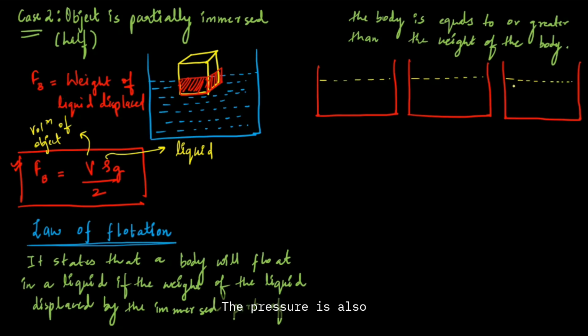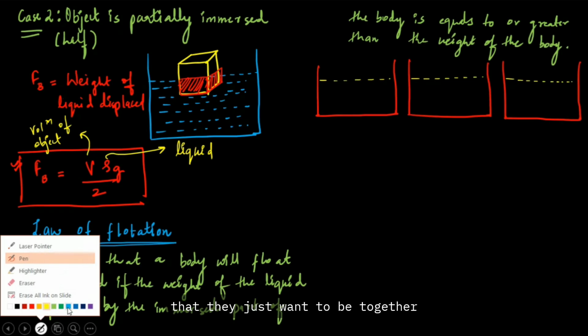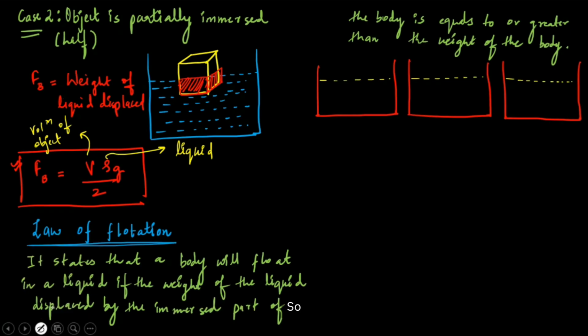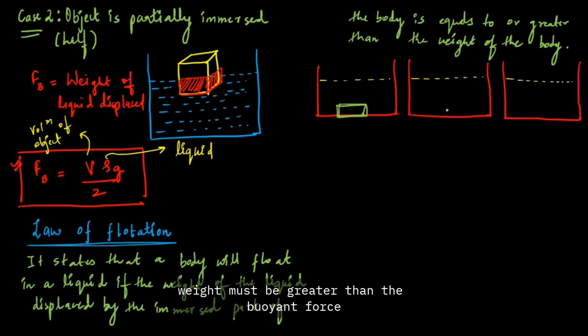The pressure is also because water molecules want to push the object away. It just wanted to push it away. The water molecules interact in such a way that they just want to be together, irrespective of what object it is. So in this case, if you observe, I'm taking three cases. In the first case, I assume the object sinks. So if the object sinks, the reason here is weight must be greater than the buoyant force.